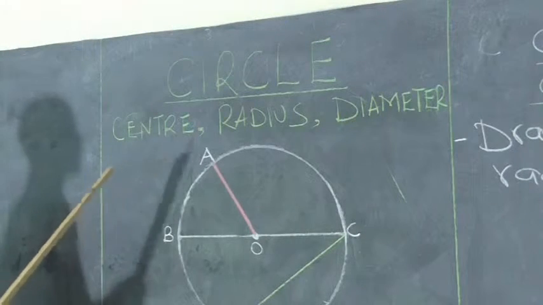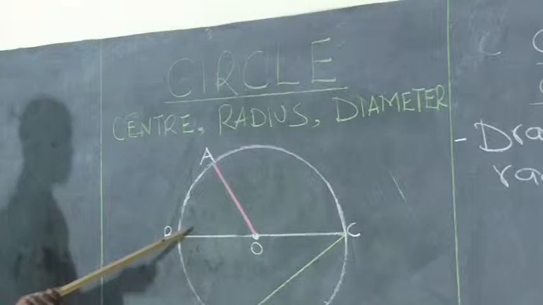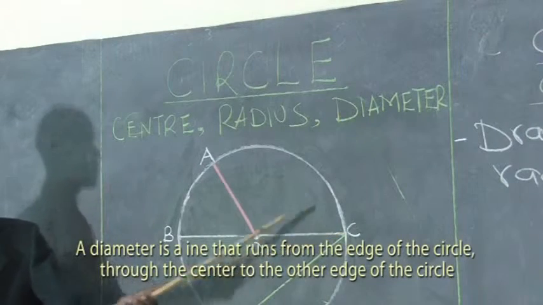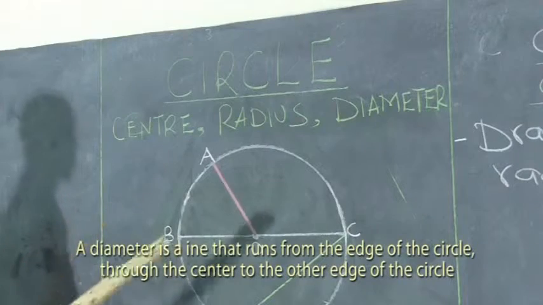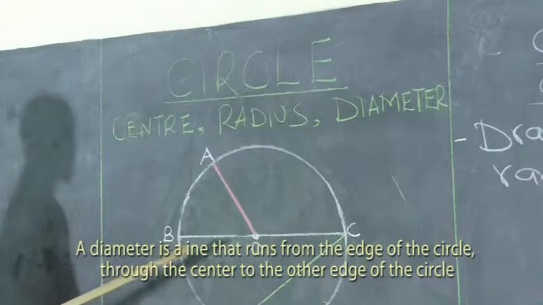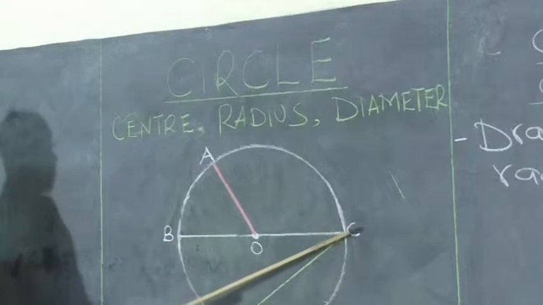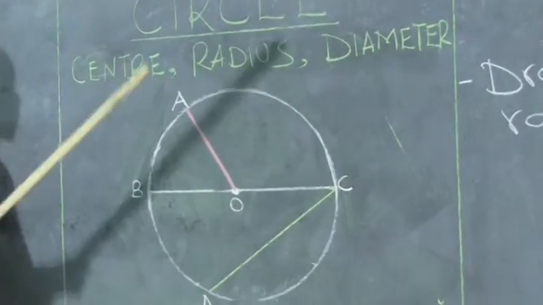Now, on diameters, we said a line that runs from the edge of the circle through its center to the other edge of the circle is known as diameter. So we said for a line to be referred to as the diameter, that line must run from the edge of the circle to the other edge of the circle, passing through its center.